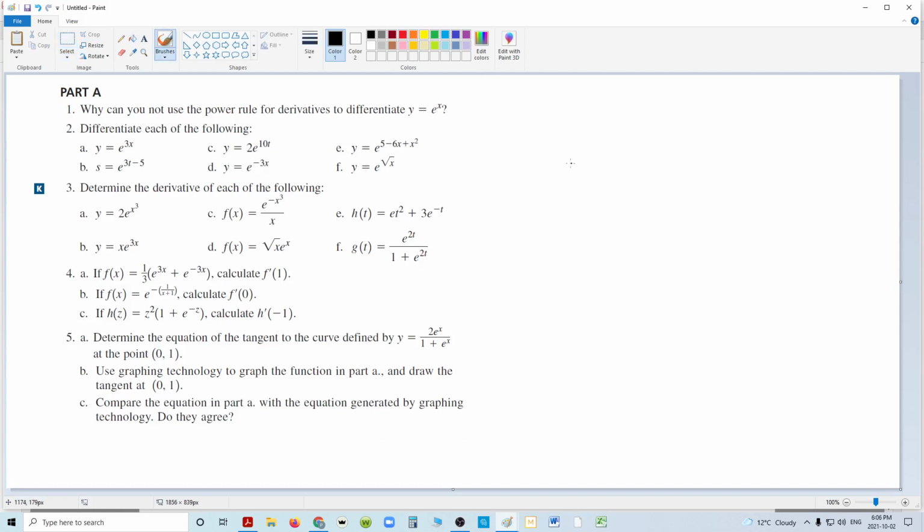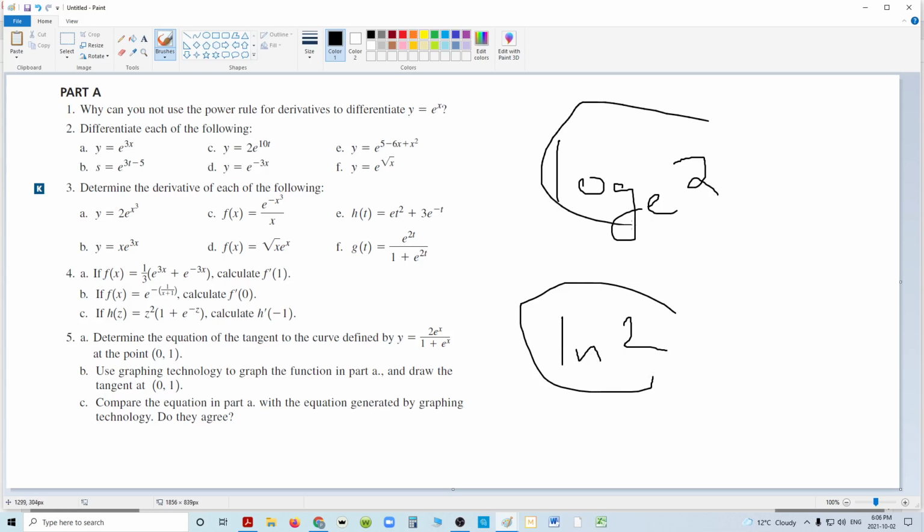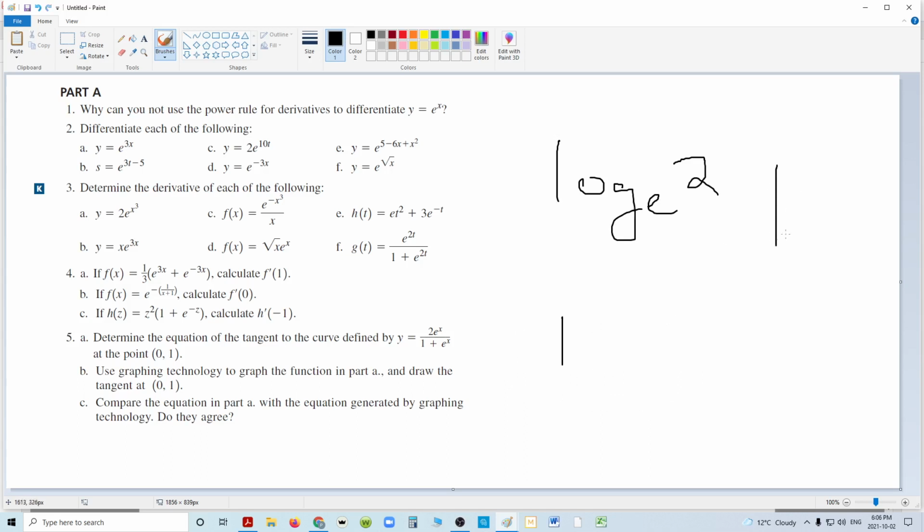And be aware that log base e of whatever is the same as ln. Log base e, that's what ln is. It's a log with a base e. Just as log written without a base means base 10, ln written without a base is always base e. Essentially, ln is equal to a log with base e. So be aware of that.